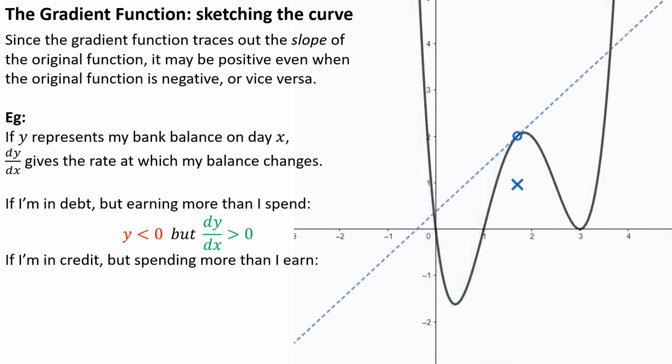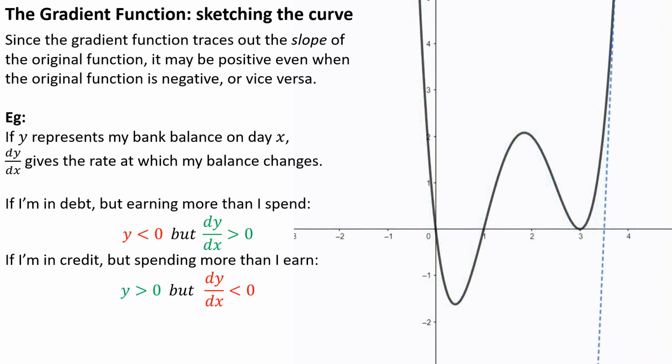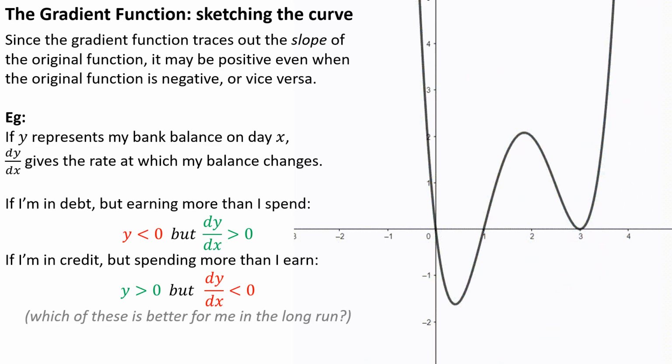If, on the other hand, I'm in credit, but spending more than I earn, then this is the opposite situation. y is greater than 0. The amount of money is positive, but dy by dx is less than 0 because I'm losing money as the days go by. You might want to ask yourself, which of these in the long run is the better position to be in? Would you rather be in debt, but living within your means and gradually paying off your debt, or would you rather have savings, but be gradually eating into them?